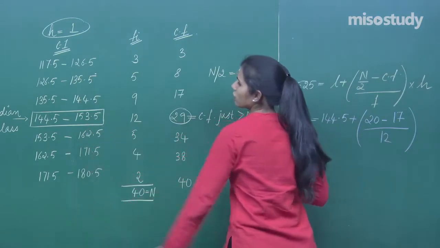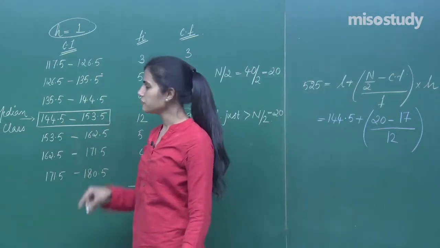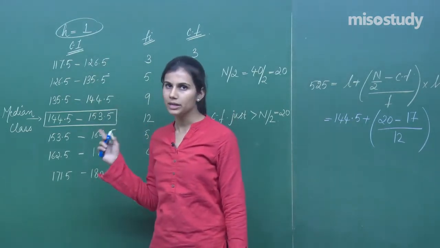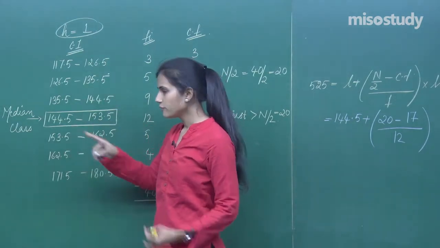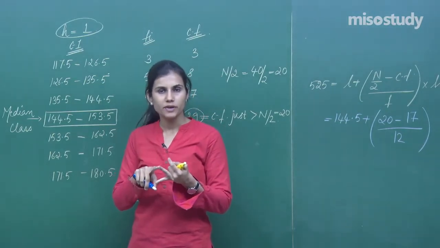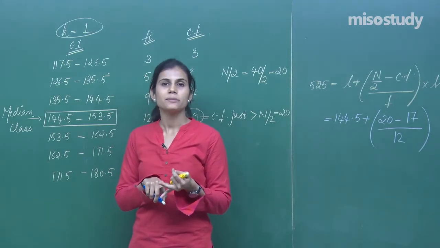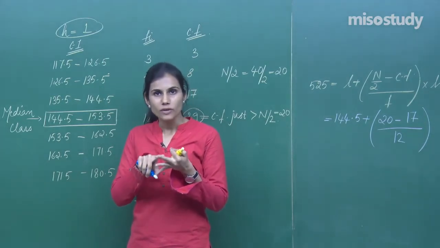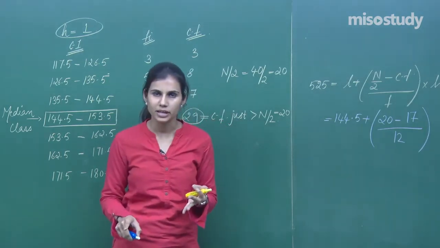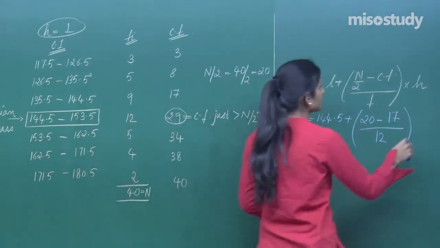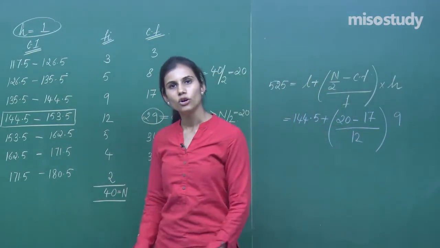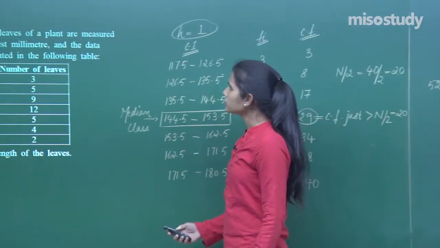H is the size of the median class, 144.5 to 153.5. Mind it, because now it has become exclusive, the upper limits are not involved. So 144.5, 145.5, 146.5, 147.5, 148.5, 149.5, 150.5, 151.5 and 152.5. That's it. You will not include 153.5. This is 9, so your class size is 9. Evaluate the answer, get the median. Okay? Let's move to the next question.